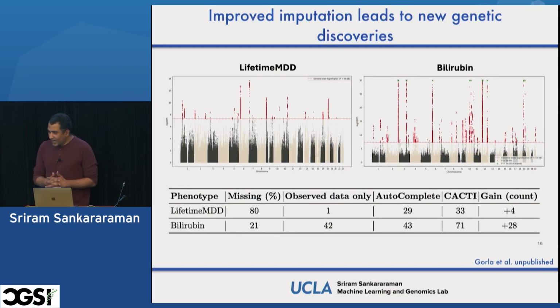Of course, we also have the genetic information, and this is all very preliminary. So if you have better imputation, in principle, that should lead to more genetic discoveries. And that is also something we observe for the traits that we previously looked at. So even compared to autocomplete, CACTI has additional genetic loci that are being discovered.